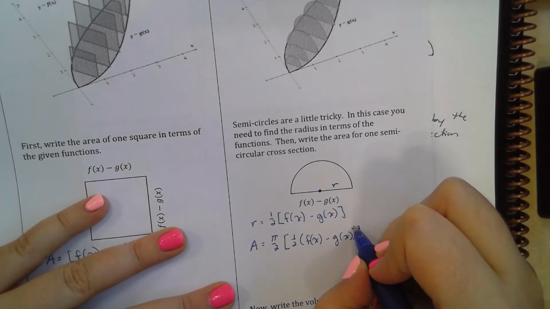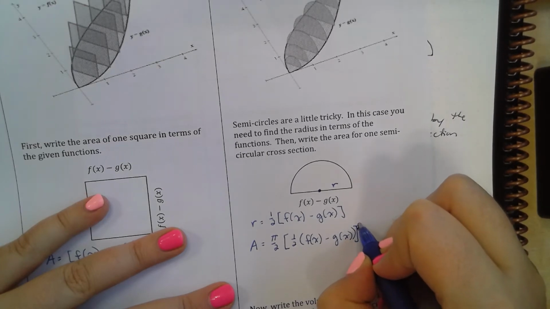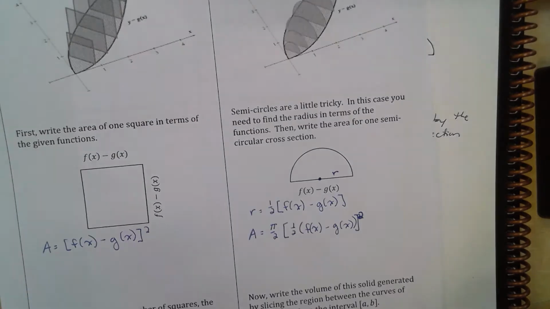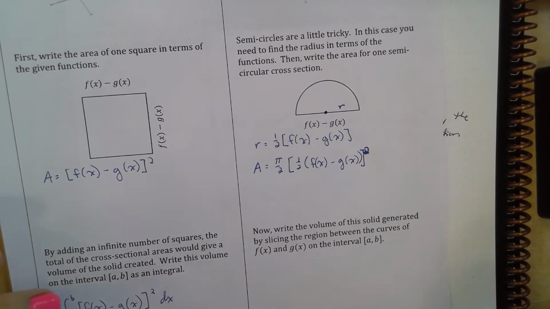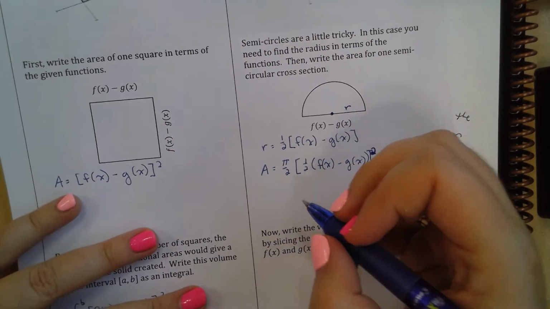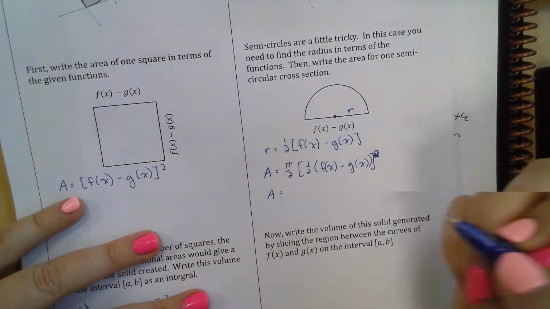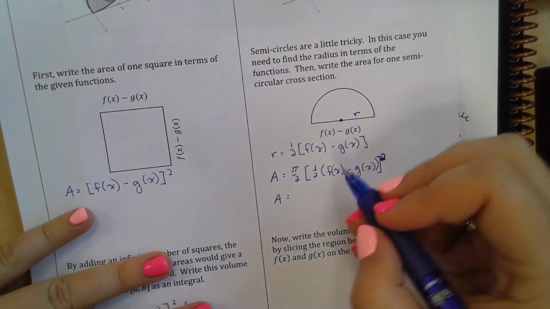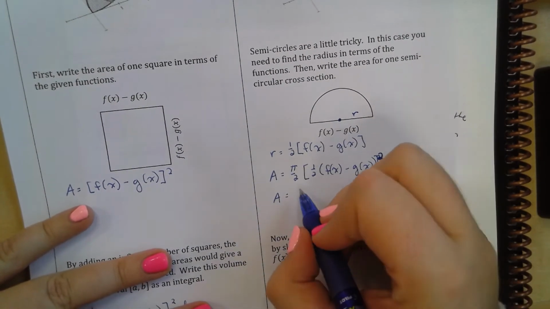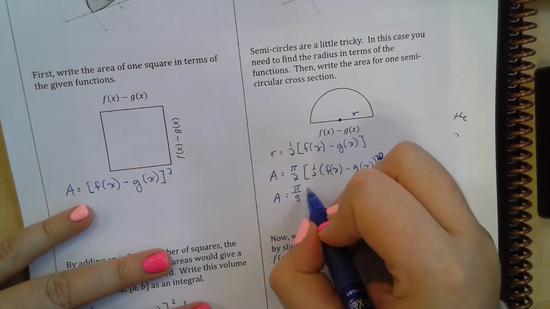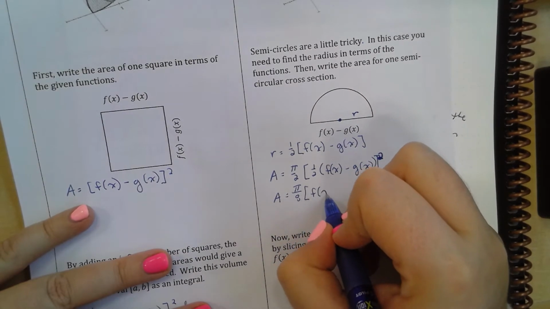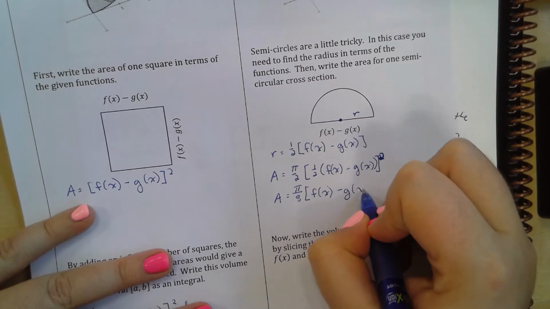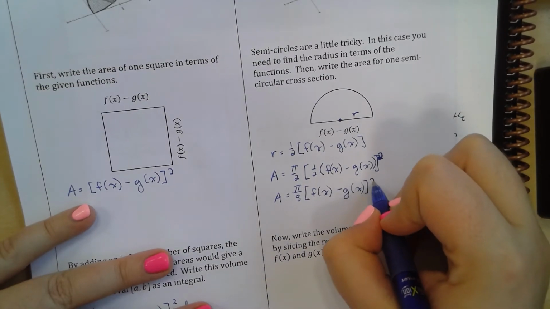Oop, I don't want to square it yet. Sure, now I want to square it. Quantity squared. Okay. Then our area will actually be equal to, because this is squared, so that's 4, 2 times 4 is 8, so we have pi over 8 times f of x minus g of x squared. Okay.